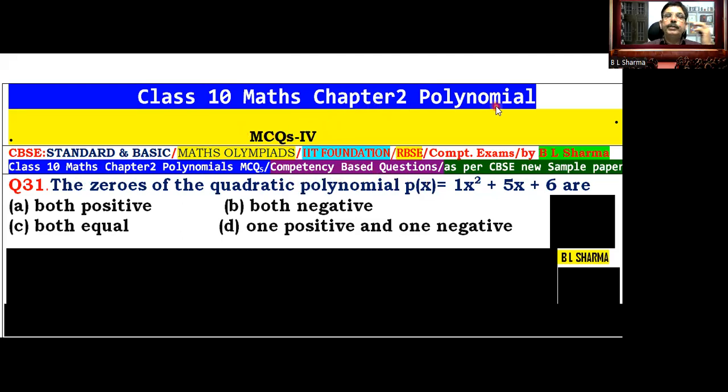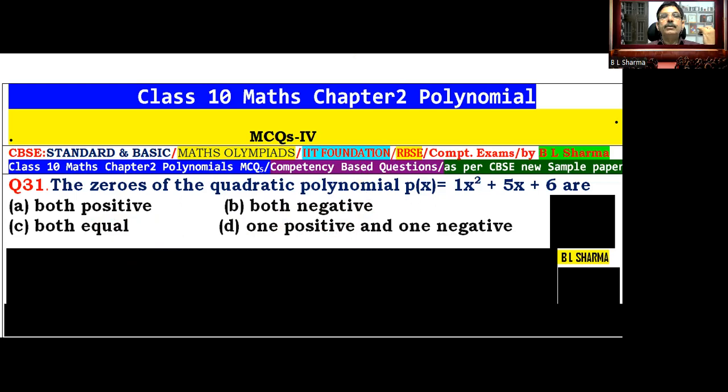Chapter number 2, very important for CBSE, RBSE, Delhi board, or for various mathematics Olympiads. And now the question is: the zeros of the quadratic polynomial p(x) given by x square plus 5x plus 6 are: both positive, or both negative, or both equal, or one positive and one negative.